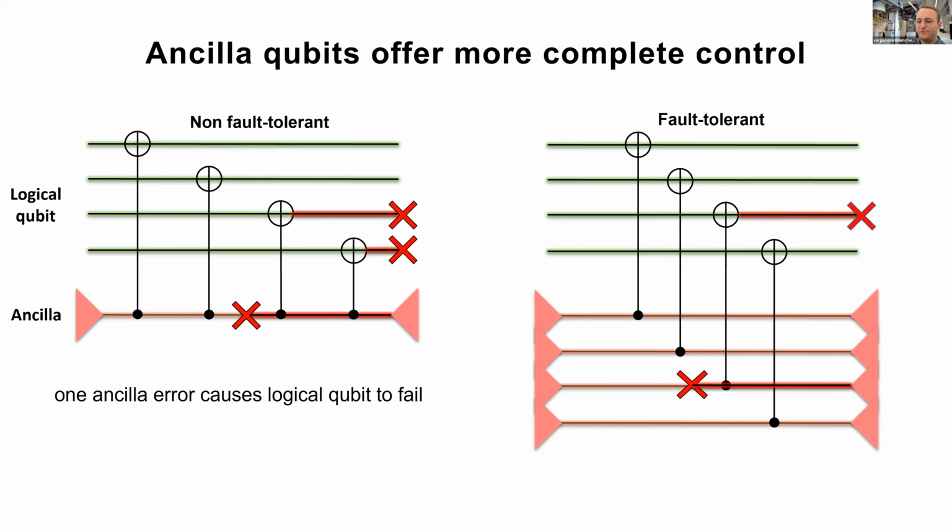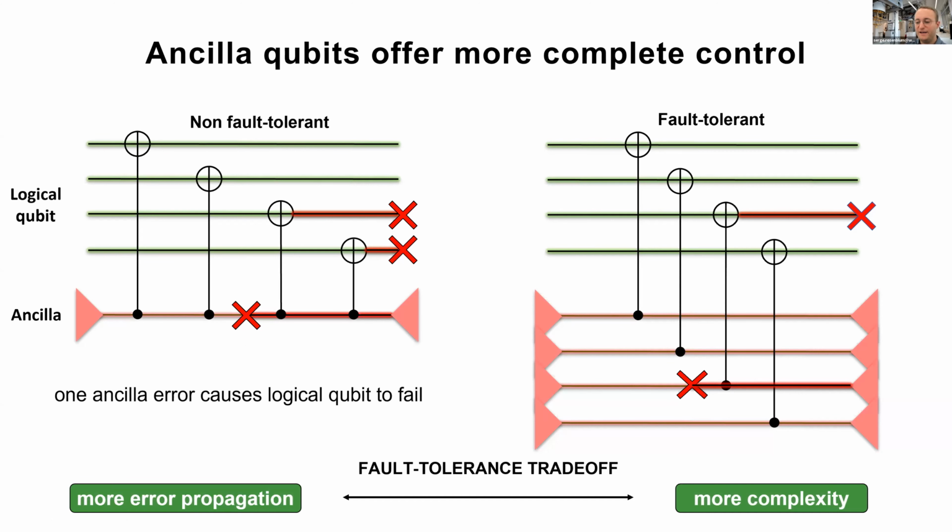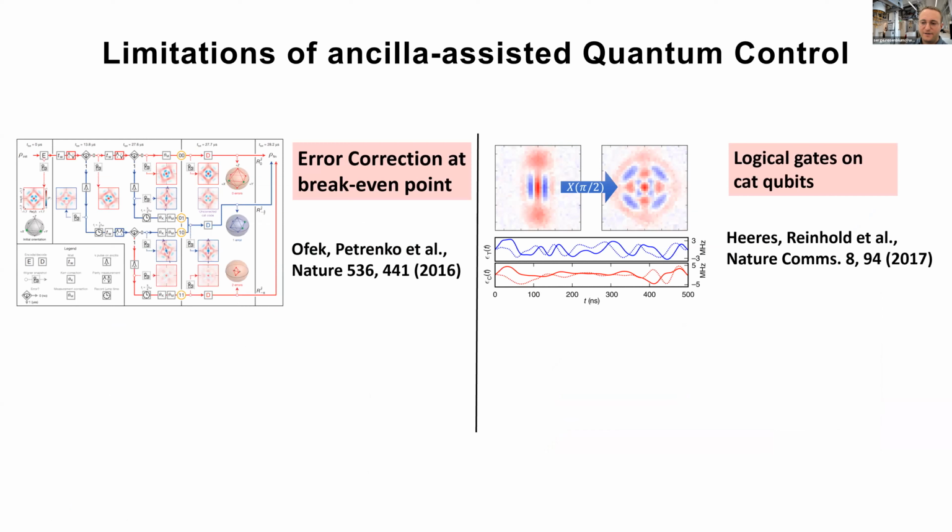Generally, this means that you have to also encode the ancilla itself. So it seems that there is a trade-off here, where we must pay a huge price in complexity and hardware to make our operations fault tolerant. Now, to have a better understanding of what this means, let's have a look at some of the recent breakthroughs in bosonic quantum computing.